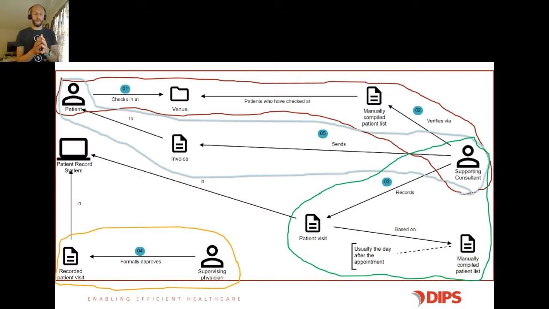So those are three bounded context candidates that are built using the hint of one-way information flow. There is a kind of handover between the different actors. Patients arrive, and then the secretary verifies who has checked in. The secretary records the patient visit, then the supervising physician approves it. After the supervising physician has approved the visit, the medical secretary will send an invoice to the patient.